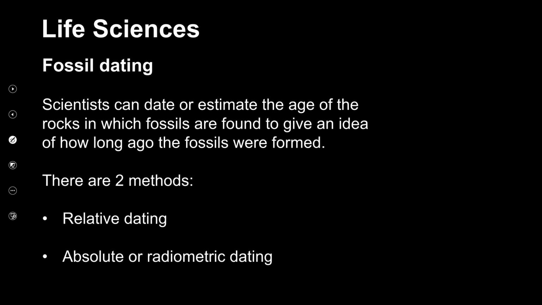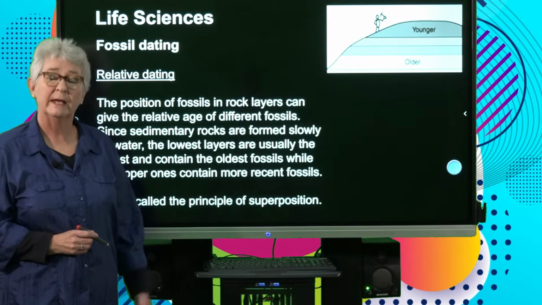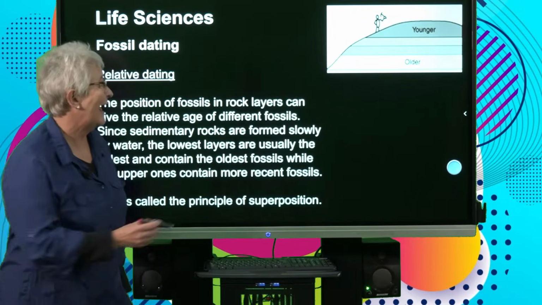And there are 2 methods that scientists use for dating fossils. The most accurate method is the second method, and that tells you how many million years each particular fossil is. First type of trying to work out which fossils are older is something called relative dating. And because fossils are found in sediments which are laid down in water, the oldest fossils are always at the bottom.